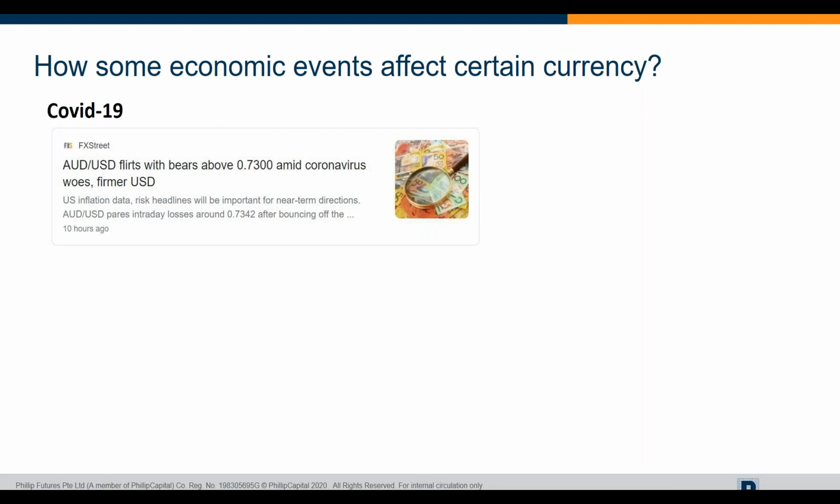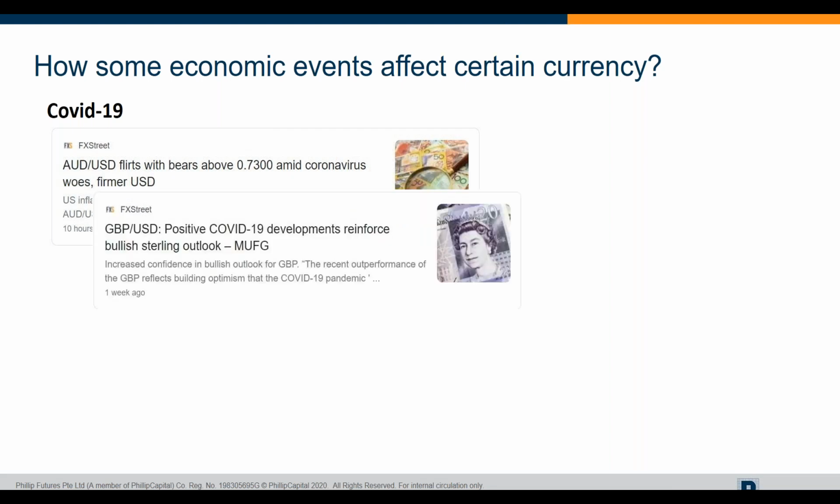So you see the coronavirus, they're saying this coronavirus war is very bad. That's why the US dollar is appreciating against the AUD. So therefore, the AUD USD quote will depreciate. Secondly, a positive COVID-19 development reinforces bullish sterling outlook. So you see, whenever the COVID-19 situation becomes better in that country, the currency will generally appreciate.